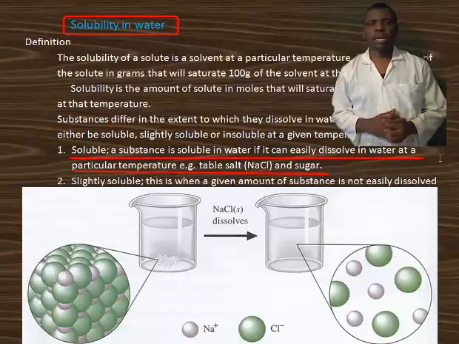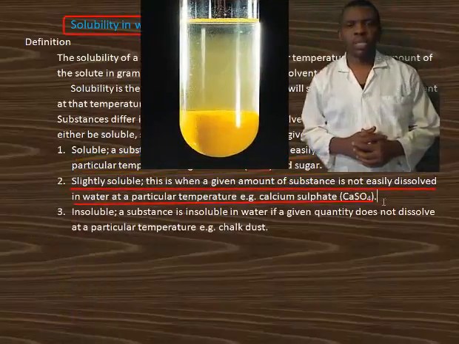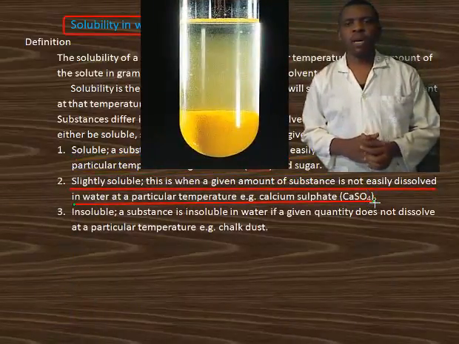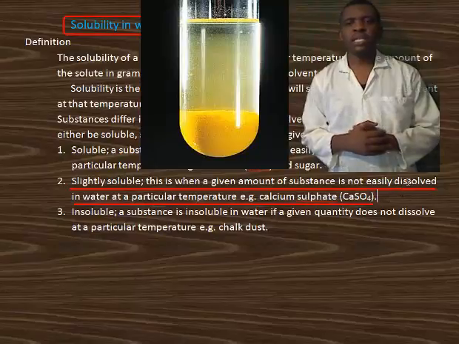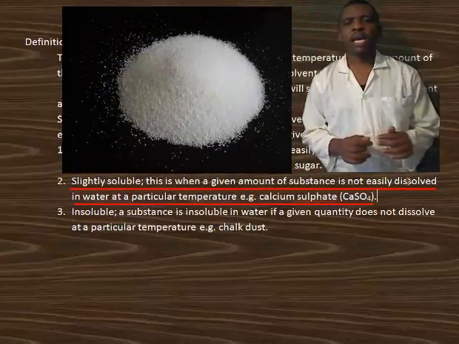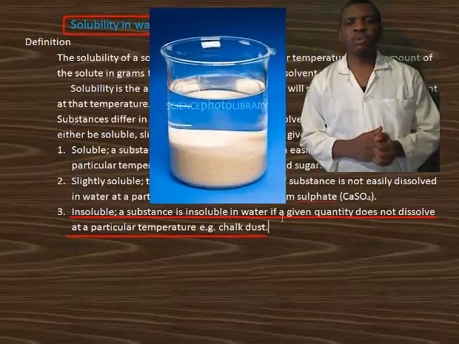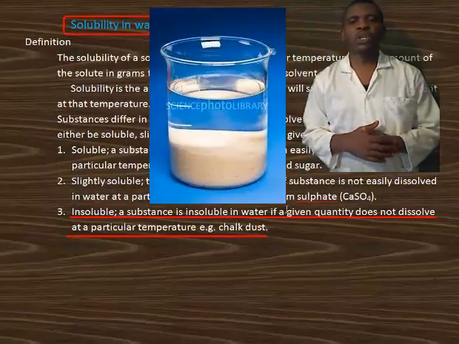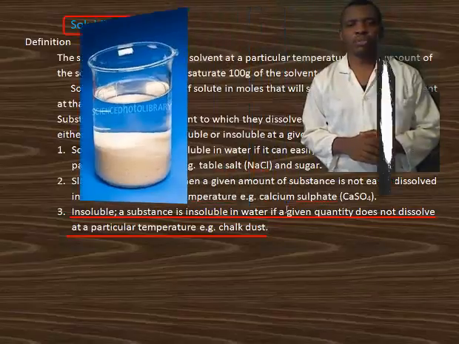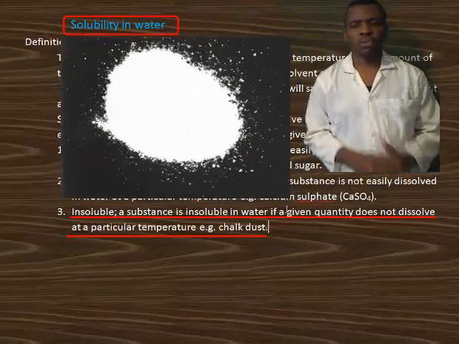1. Soluble. A substance is soluble in water if it can easily dissolve in water at a particular temperature. Example, table salt, that is sodium chloride, and sugar. 2. Slightly soluble. This is when a given amount of substance is not easily dissolved in water at a particular temperature. Example, calcium sulfate. 3. Insoluble. A substance is insoluble in water if a given quantity does not dissolve at a particular temperature. Example, chalk dust.